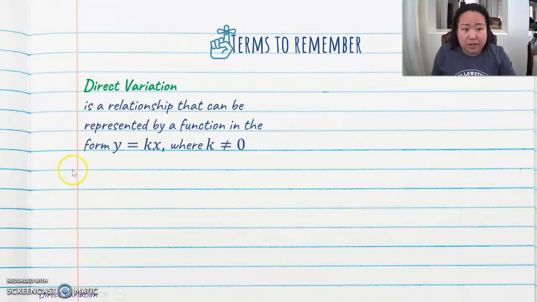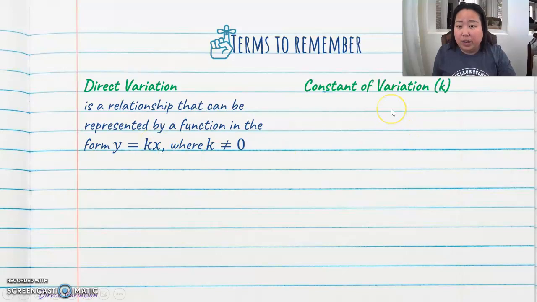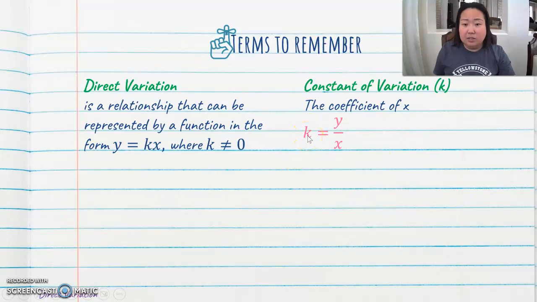So a direct variation is a relationship that can be represented by a function that will always be in the form y is equal to k times x, wherein k is never equal to 0. K could be any number. So you will notice that whenever you have an expression that has y equals a number multiplied by x, that is a direct variation. And k, as you can see, is the constant of variation. So it's the coefficient of x, and for us to be able to solve for k, it is simply the quotient between y and x.